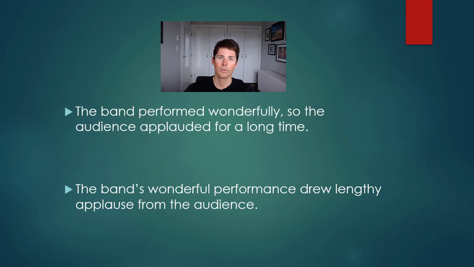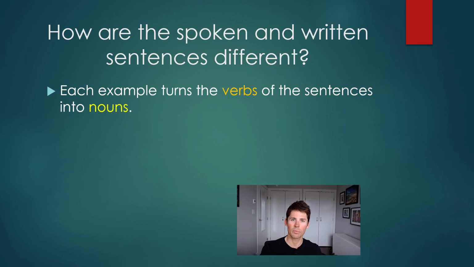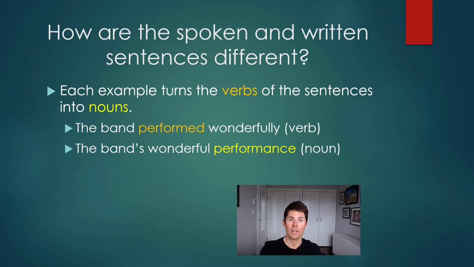Try your own example. Look at these two sentences and try to tell me which one is the spoken version and which is the written version. Also, how do you know? Which one is more verb-centered and contains more verbs, and which one contains more nouns or longer noun groups to convey the message? As you saw in the preceding examples, each example turns the verbs of the sentences into nouns. So we have the band performed wonderfully, and so the verb performed. And in the written version, we have the band's wonderful performance.